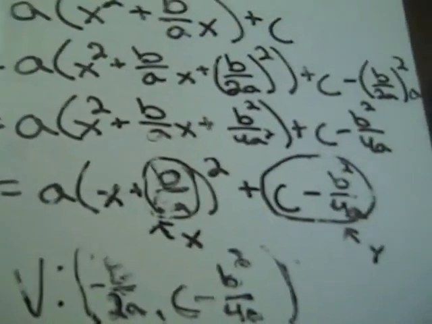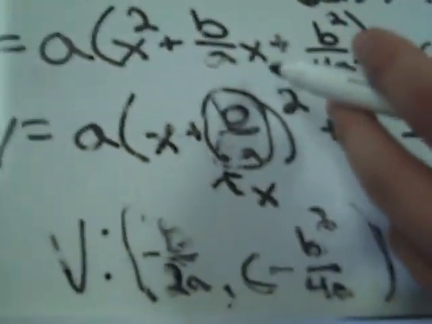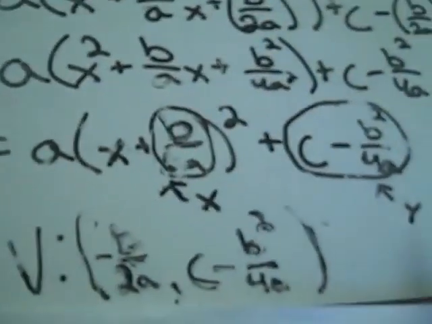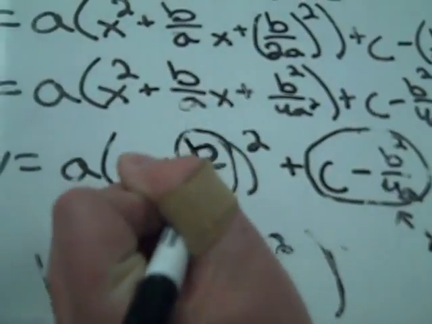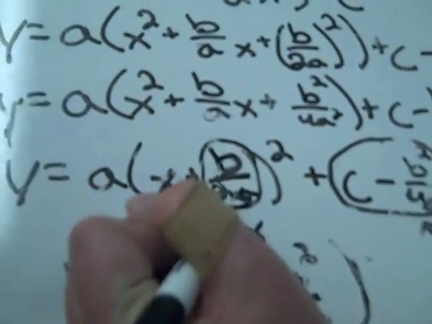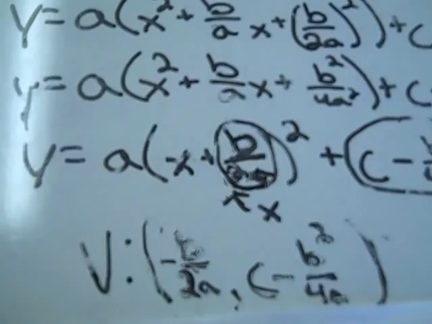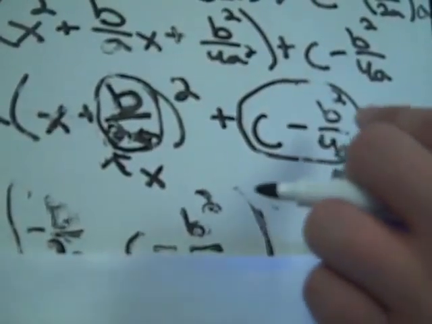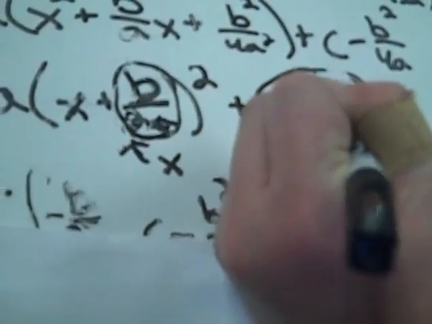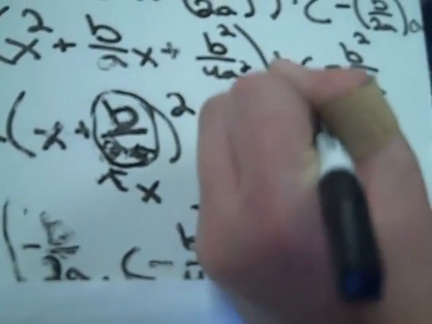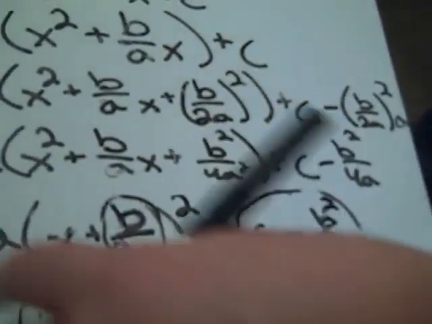Next, you factor the x squared plus b over a x plus b squared over 4a squared, so you get x plus b over 2a, squared, and you get plus c minus b squared over 4a. Now, this is the vertex form.